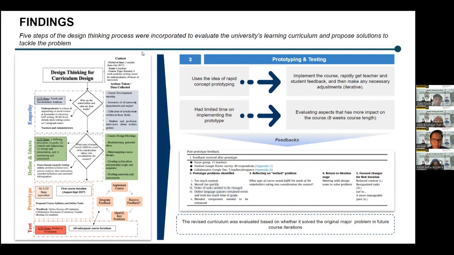The last two stages are prototyping and testing. In the prototyping and testing stage, the designers used rapid concept prototyping, in which they implement the course, then test it to rapidly get the teachers' and students' feedback. After they get the feedback, they make necessary adjustments if needed. And the table at the bottom of the slide represents the feedback of the stakeholders.